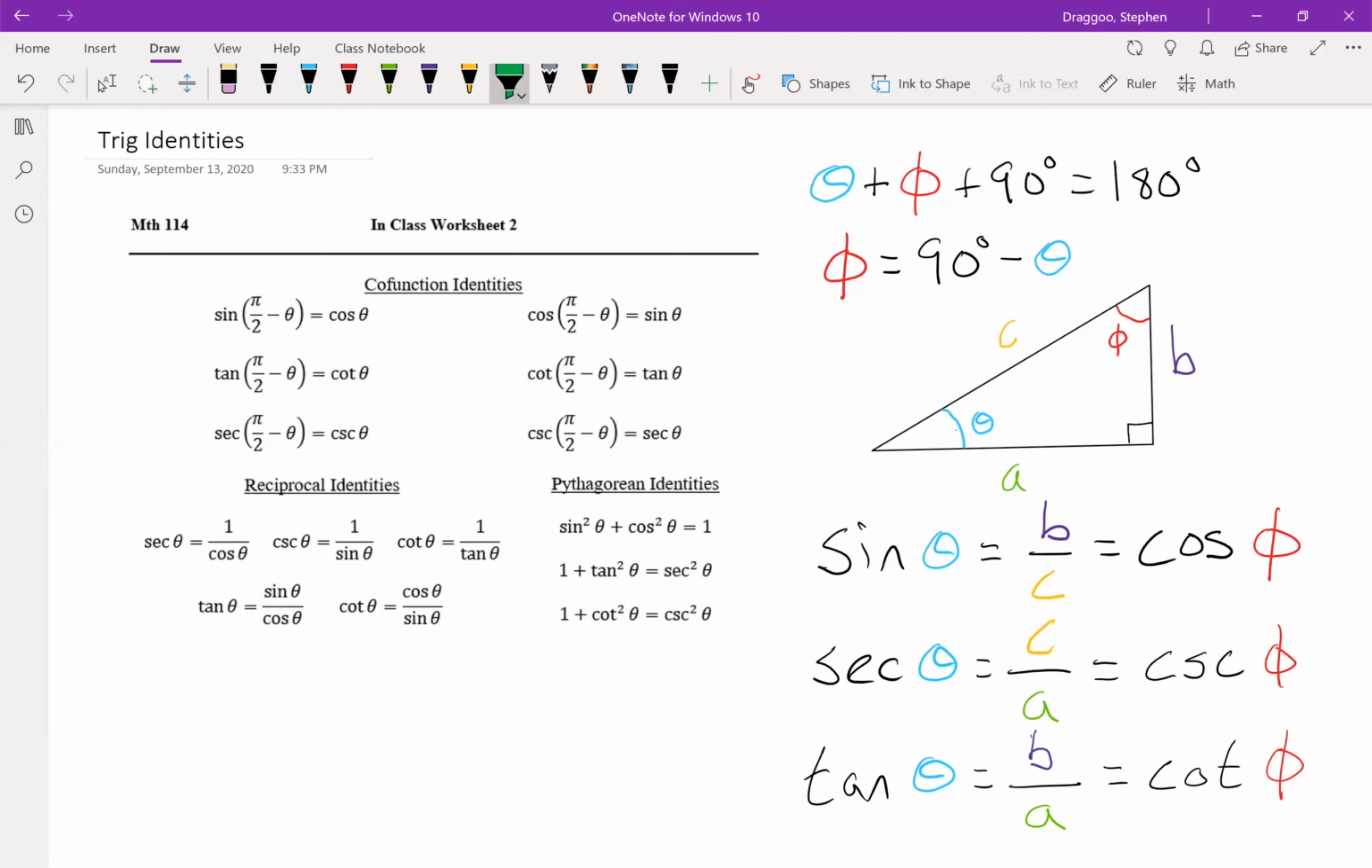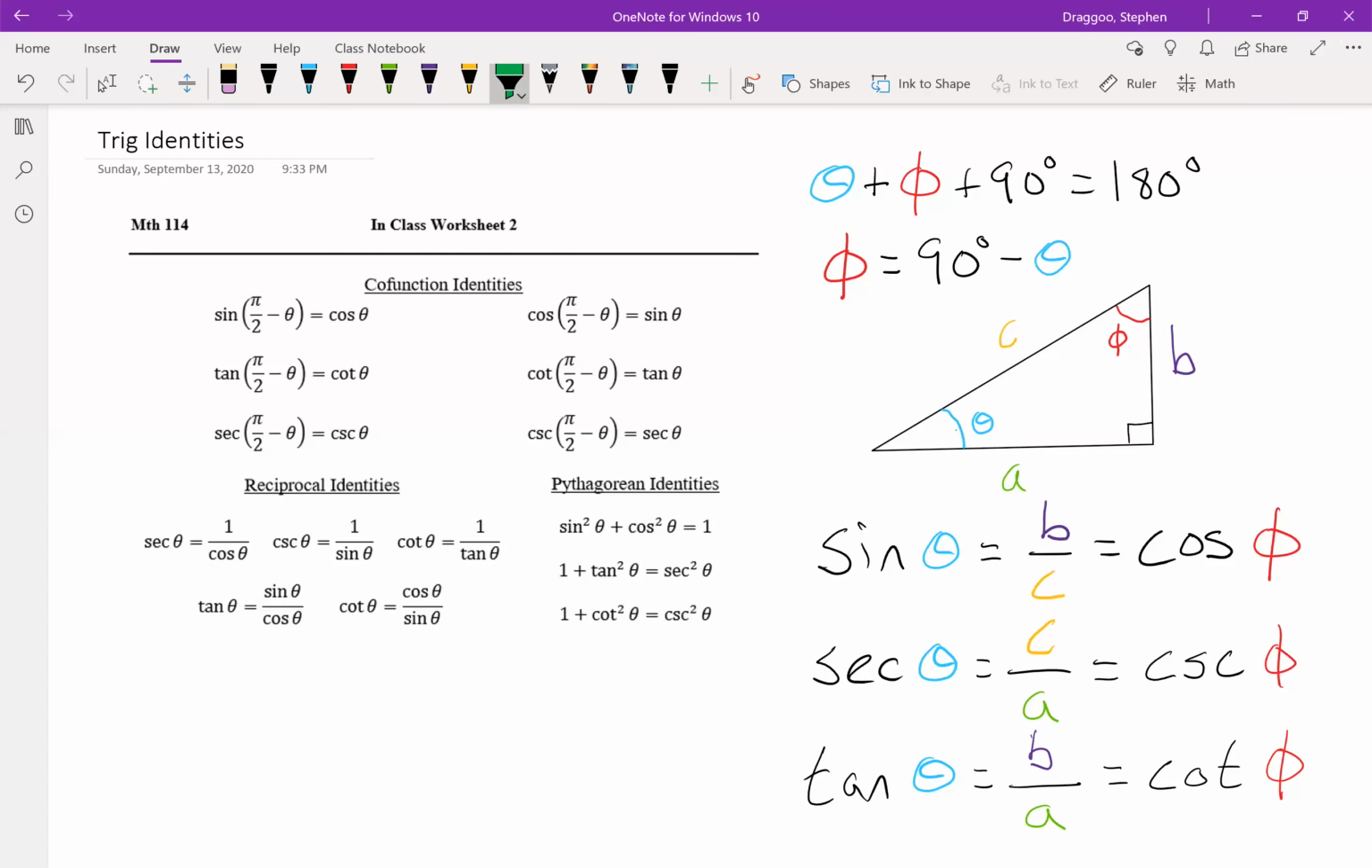Now, if we look at some of the details in these cofunction identities, a cofunction identity always relates a function to its cofunction. So it's going to relate sine to cosine, secant to cosecant, tangent to cotangent. So from a function to its cofunction. And in order to switch these around, we're also going to change from our angle to the complement of that angle.